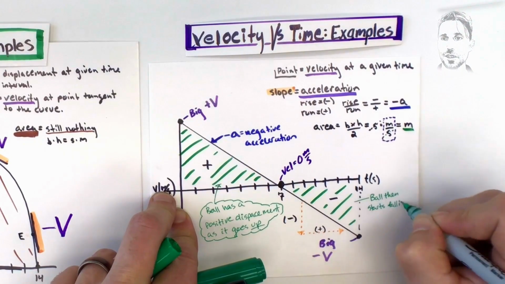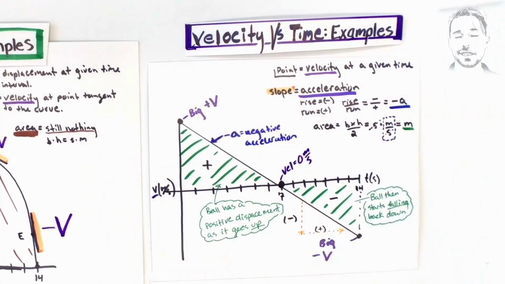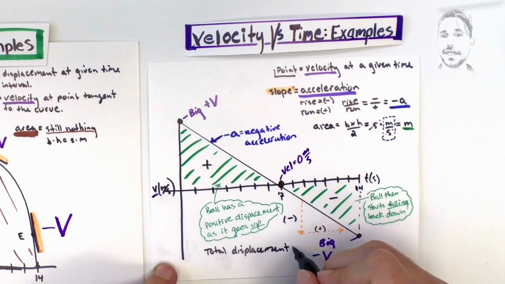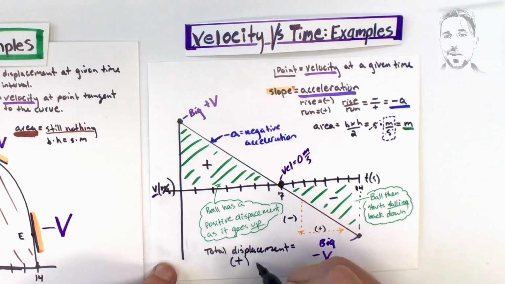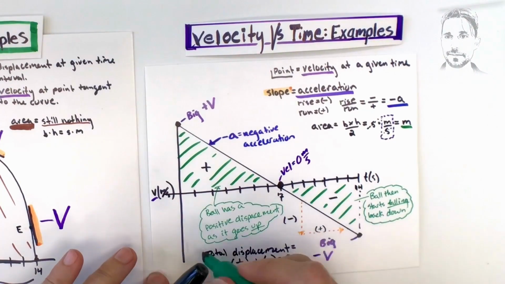The ball starts falling back down. So the total displacement here for this particular example is, when you add the positive and negatives together, 0 meters. So the ball ends up right where it starts. That's what adding those two displacements together means.